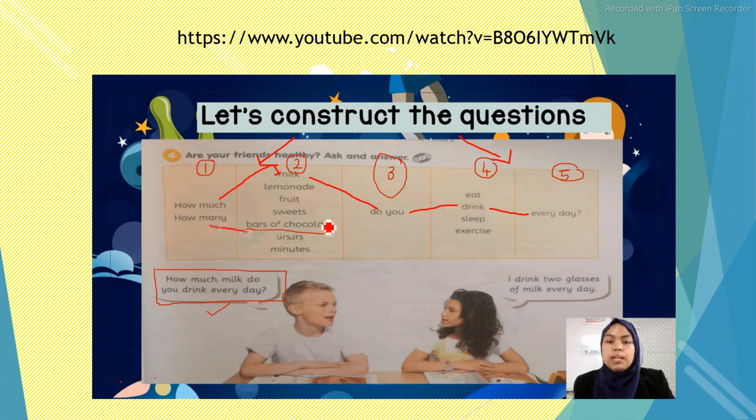So choose eat, drink, sleep, or exercise. Yes, chocolate, you eat, so eat every day. So how many bars of chocolate do you eat every day? It's very simple, right? Okay, I'm going to give you one more example.